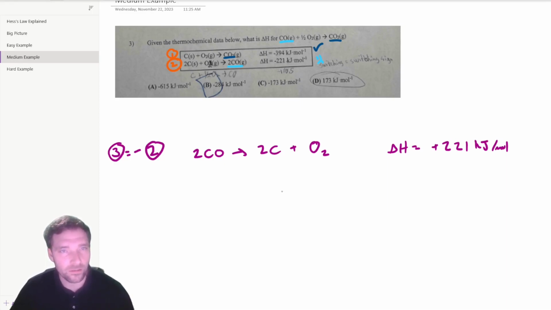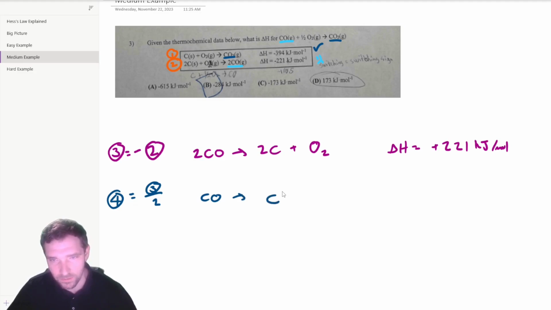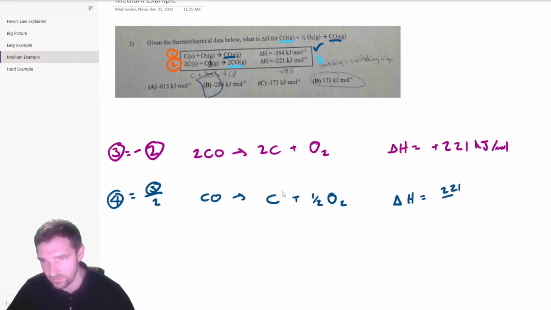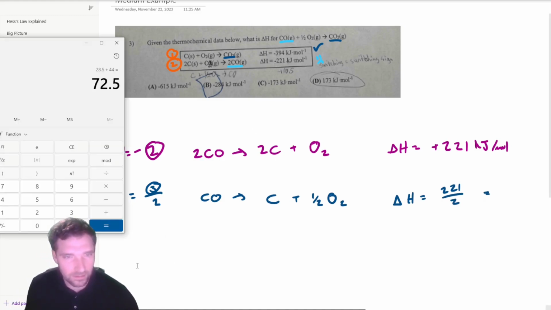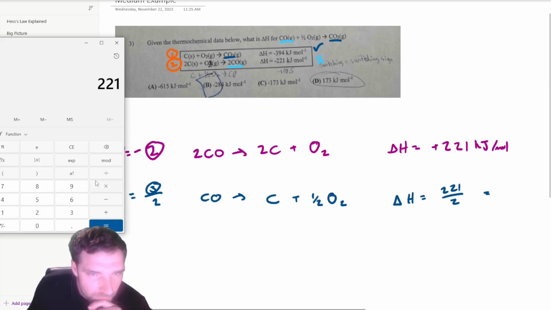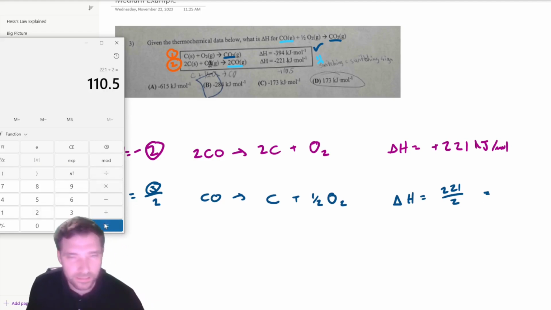So I'm going to call this now line 4, and it's going to be like line 3, but now divided by 2. So when we do that, now we've got CO going and forming carbon and a half of a mole of oxygen. And that change in H then is going to be that 221 divided by 2. And we can then get that number pretty easily.